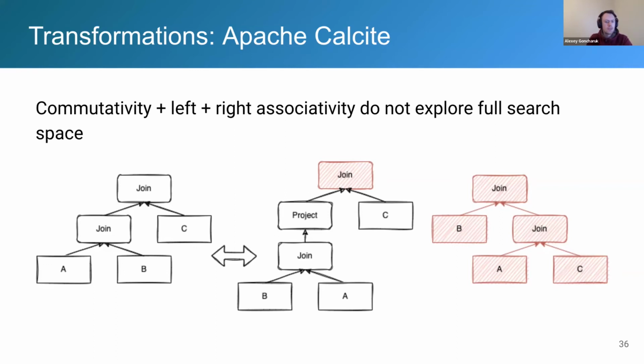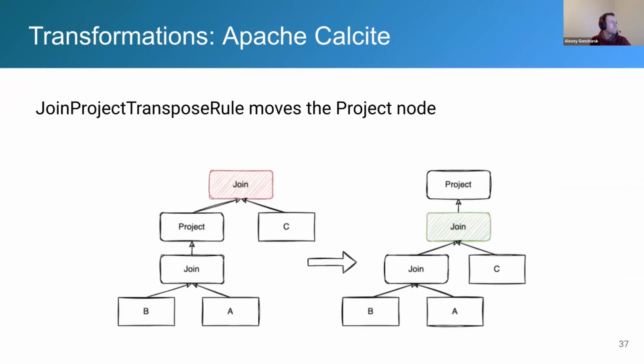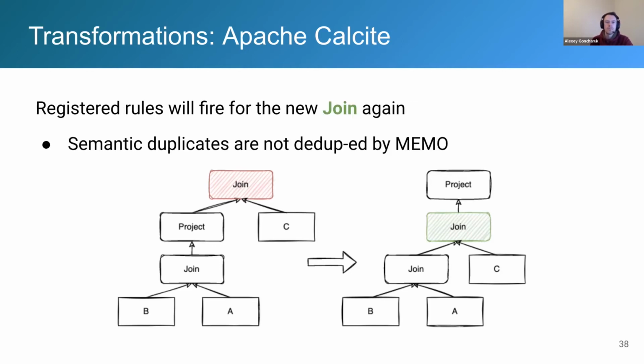In order to compensate for this shortcoming, Apache Calcite has join project transpose rule, which moves project on top of the join that is above the project. And after we do this transformation, we are able to execute associate or push through rule on the new join, but the shortcoming that we have here is that now we have even more semantically equivalent plans that are not deduplicated by memo.